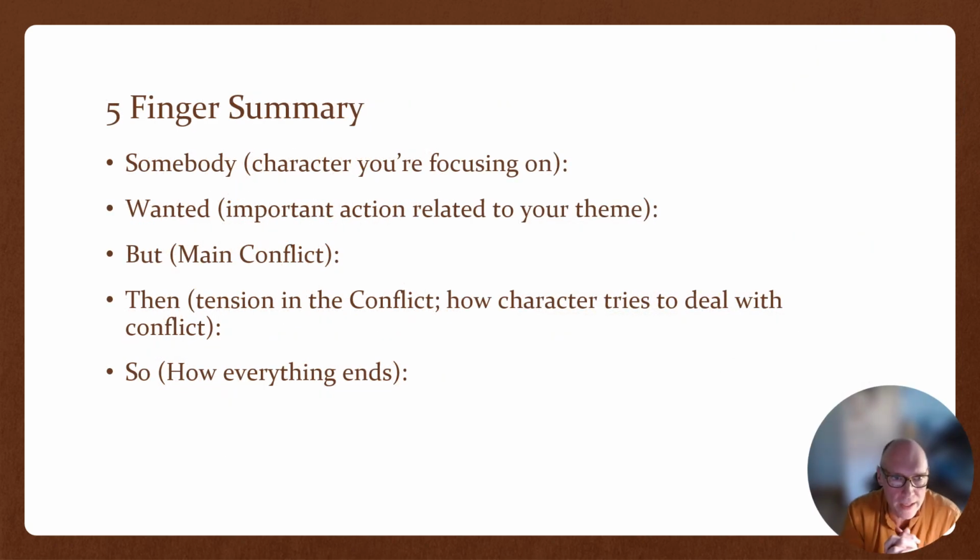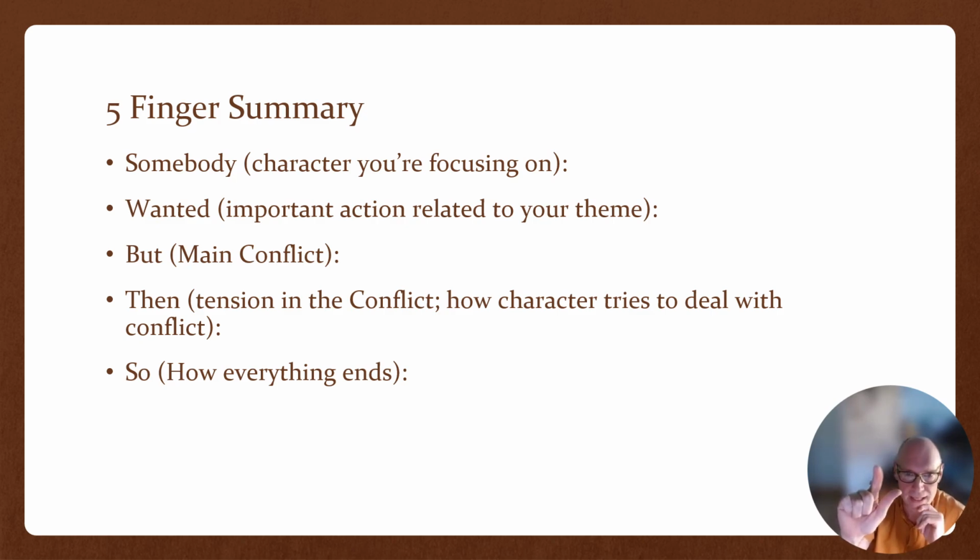Okay, real quickly, the five elements of the five-finger summary, and it comes in real handy to use your hand to count them off. So I'll just hold my hand up as a reminder of which element we're talking about. The first one is somebody. This is the character that you're focusing on, or characters if there's more than one. We will mostly be looking at just one main character in each scenario.